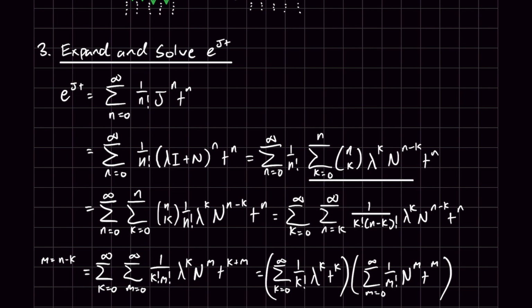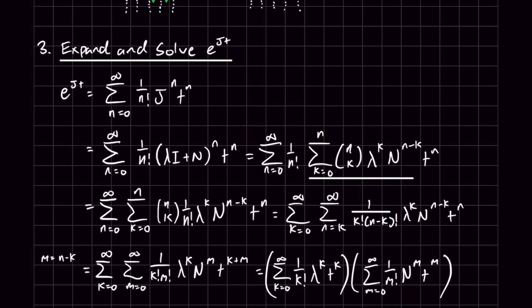Okay, notice that I put lambda to the k and N to the n minus k over here. So from the get-go, we'll get lambda to the k, which means we have an eigenvalue to the k, which is a really nice number because we can just put that off to the side and try to find big N to the power of n minus k later. And don't forget there's a 1 over n factorial also. So we can rearrange things to make it look nicer.